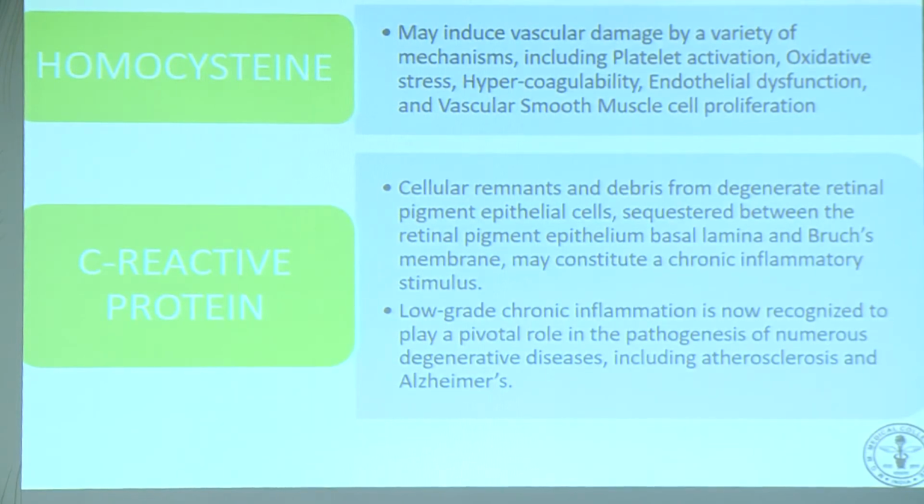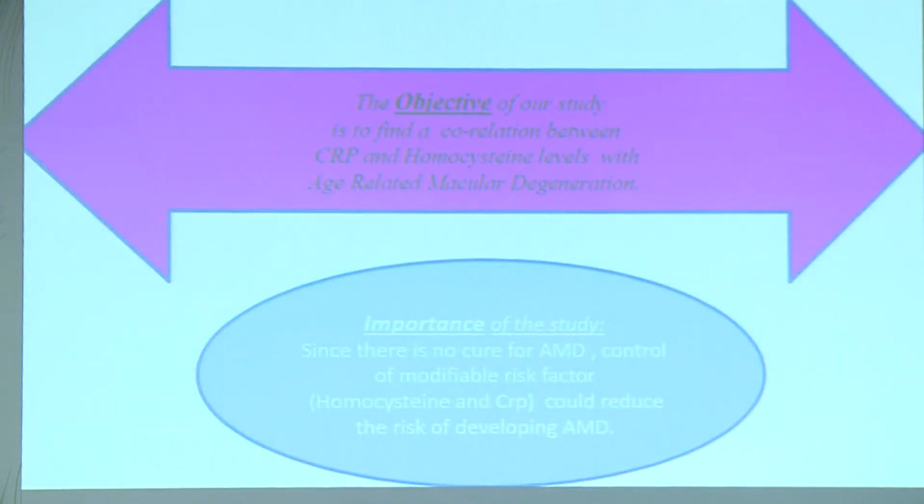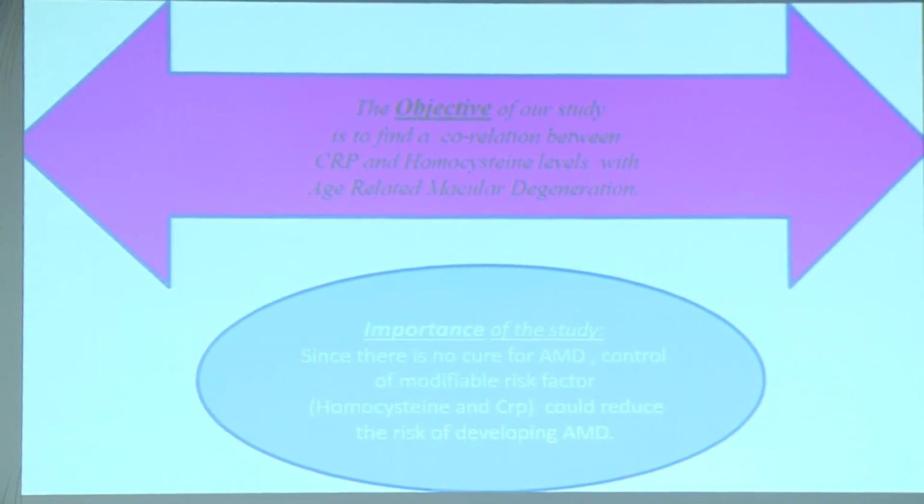Low-grade chronic inflammation is now also recognized to play a pivotal role in the pathogenesis of numerous degenerative diseases, including atherosclerosis and Alzheimer's. The objective of our study is to find a correlation between CRP and homocysteine levels with AMD. The importance of the study: since there is no cure for AMD, control of modifiable risk factors, which could be homocysteine and CRP, could reduce the risk of developing AMD.